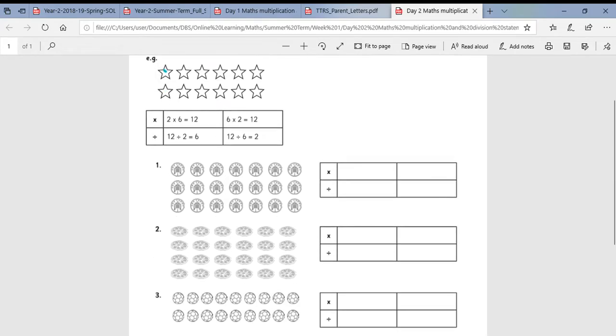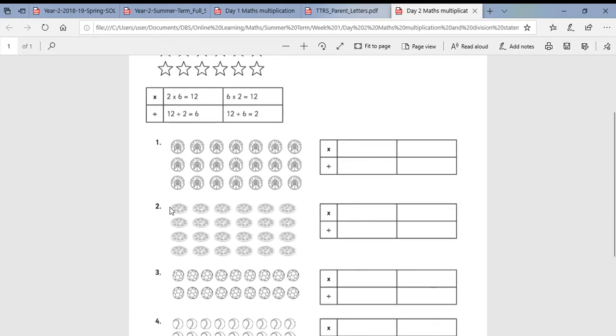Number 2 is looking at groups of pizzas. So you need to count how many there are in each column and how many there are in each row, and then find out how many there are altogether. Now if I look at the columns first of all, I can see 1, 2, 3, 4 pizzas in the first column, and 1, 2, 3, 4, 5, 6 pizzas in the rows.